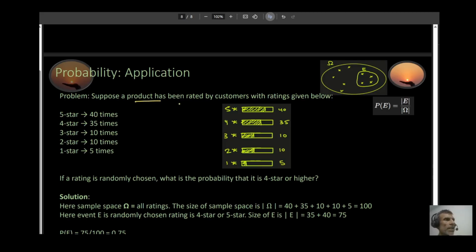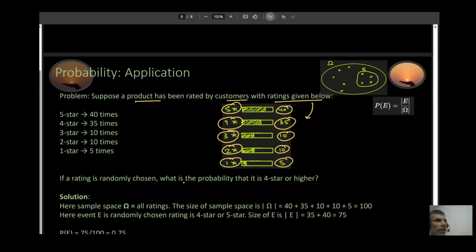Suppose that a product has been rated by customers with the ratings given below. This is my rating right here. 40 people gave 5 star, 35 people gave 4 star, 10 customers gave 3 star, 10 customers gave 2 star, and 5 customers gave 1 star. If you randomly pick a rating, what is the probability that it is either 4 star or higher, either 4 star or 5 star? That's what this means.